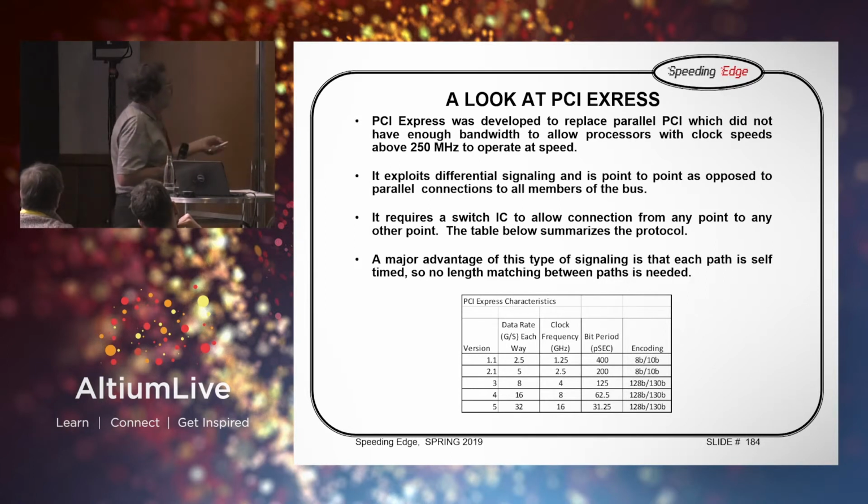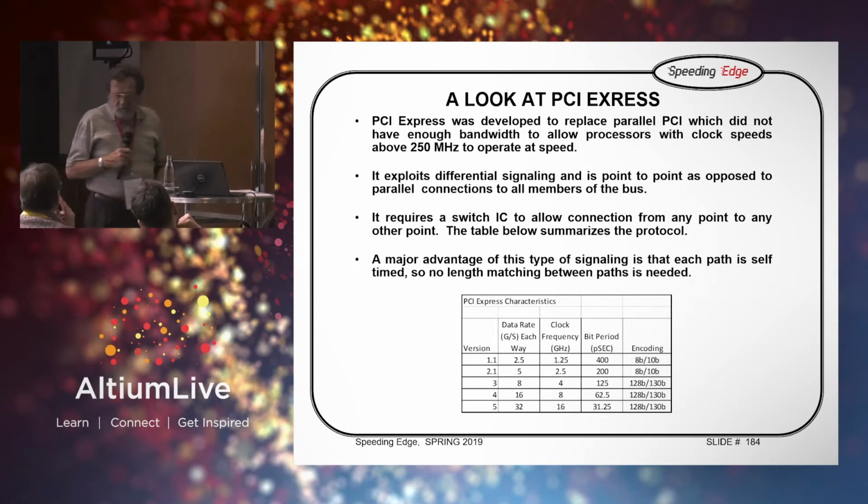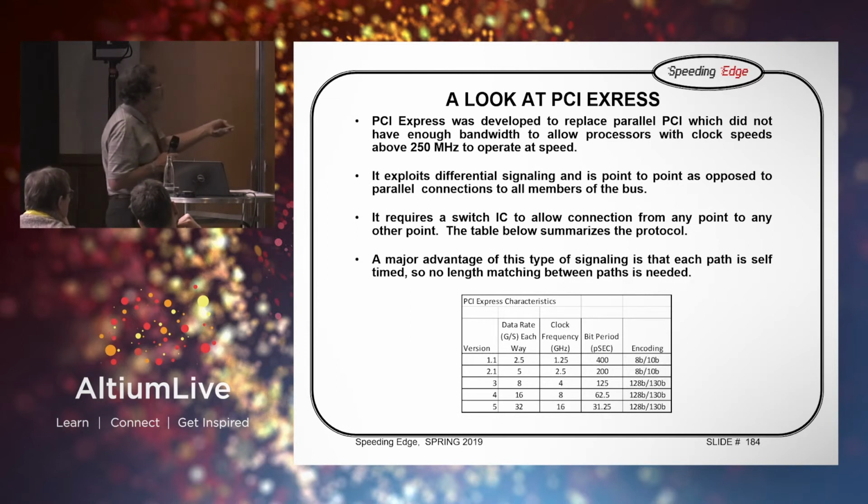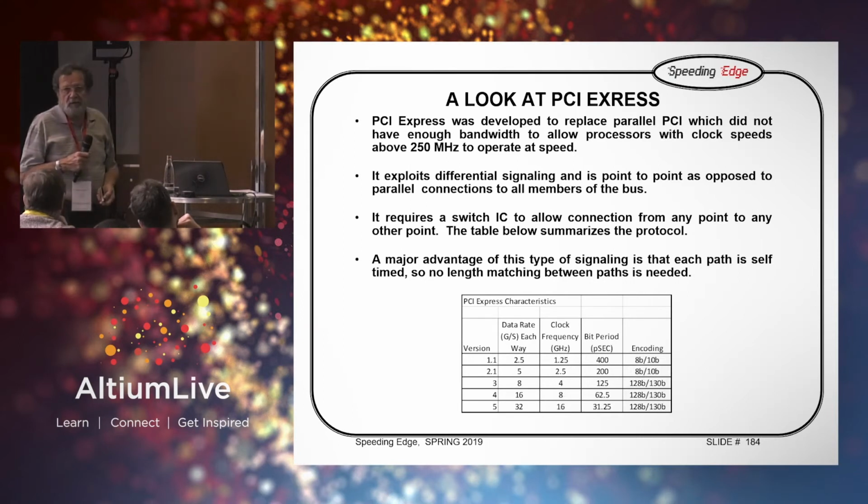So anyway, what I've got here is just a summary of the versions and what their data rates are and what the clock frequency is and what kind of encoding they have and the bit period. Remember the skew conversation about 1/4 of a UI, which is what that is. You can see that when we get up to 16, it's a pretty small bit period. We can't tolerate very much skew at that data rate.